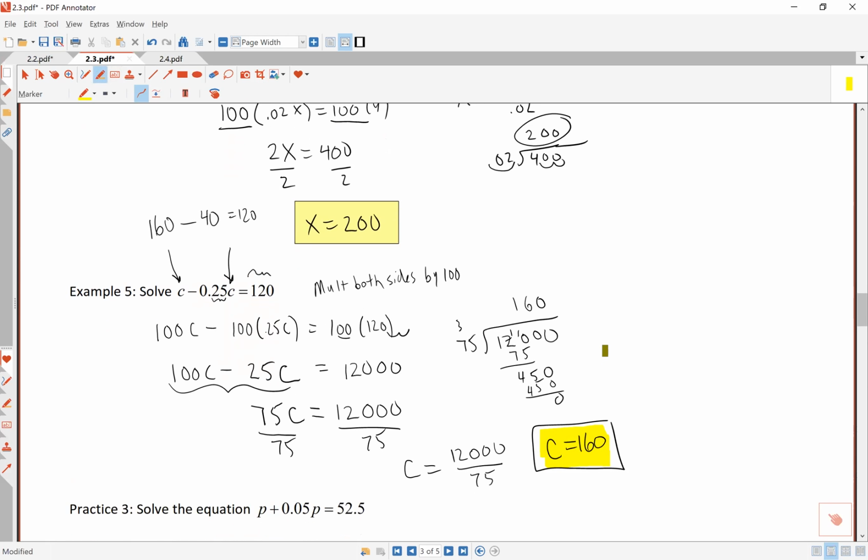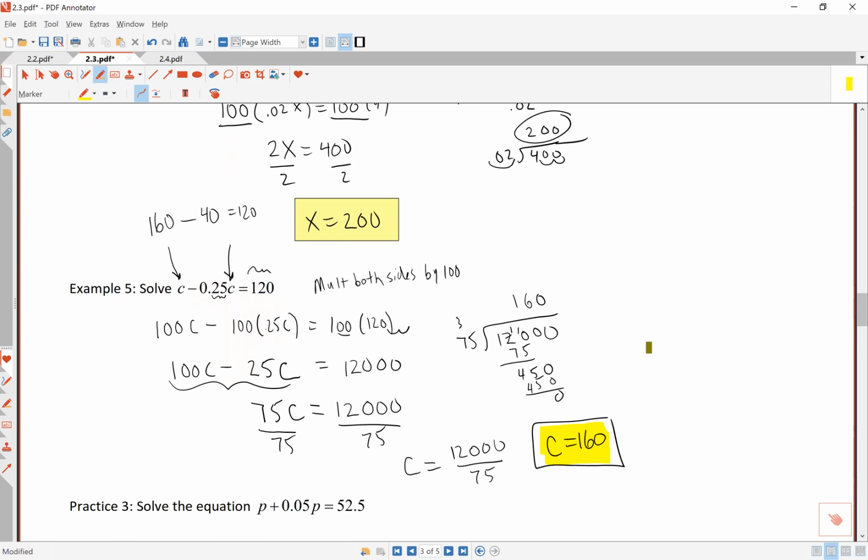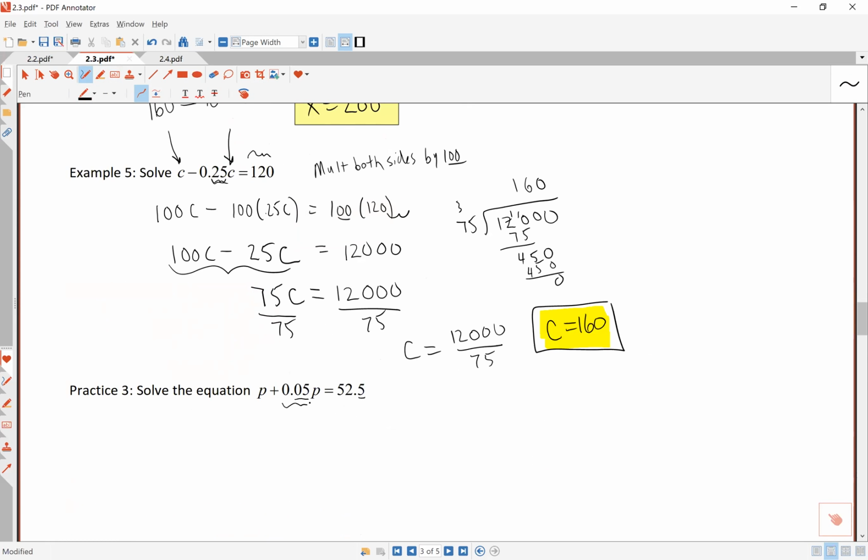I have a question. Yeah, go ahead. So when you say to multiply both sides by 100, is that because that's how many decimal points are in the decimal? Exactly right. When you have a 0.25, that says you need to multiply by something with 2 zeros, like 100. Practice 3 says you have 1 decimal space and 2 decimal spaces. You pick the one that has the most. So we're going to multiply both sides of this one by 100. Okay, thank you. You're welcome.